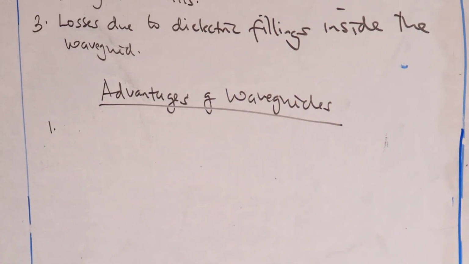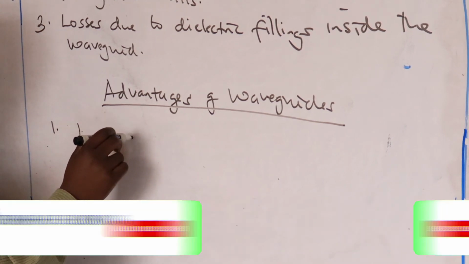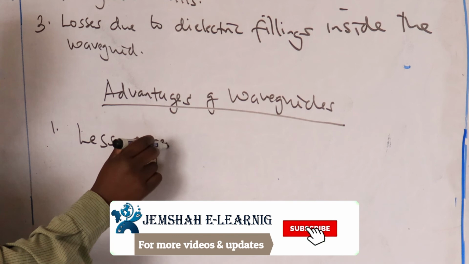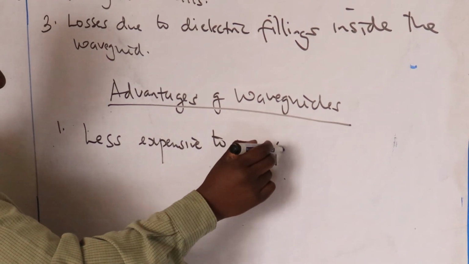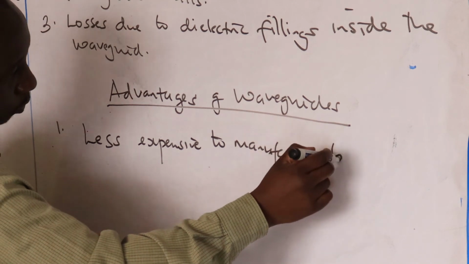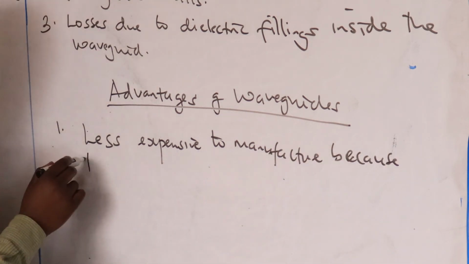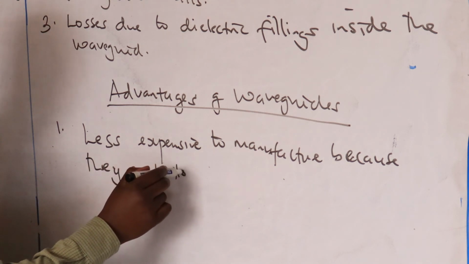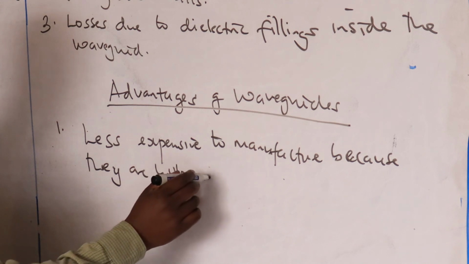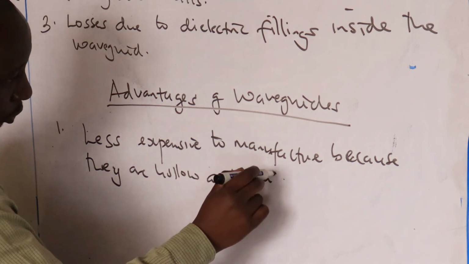Number one is that they are less expensive to manufacture, because they are hollow and so consume less material.